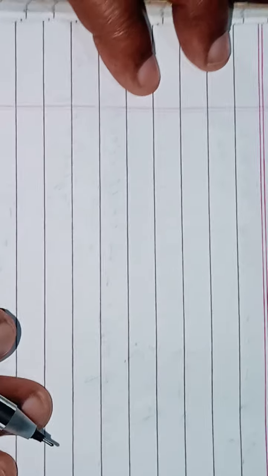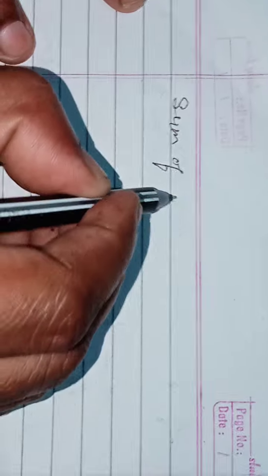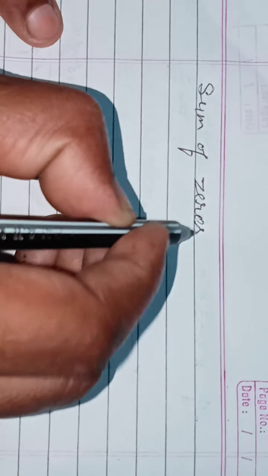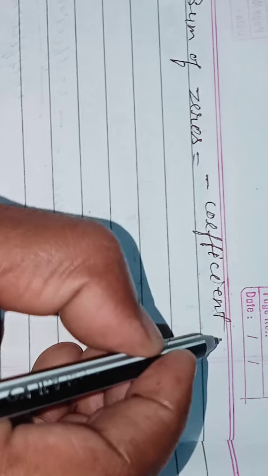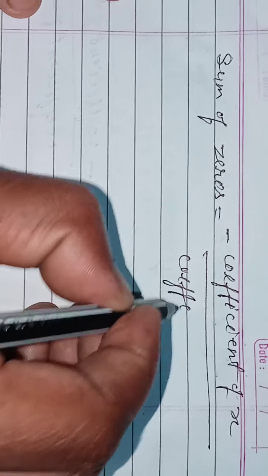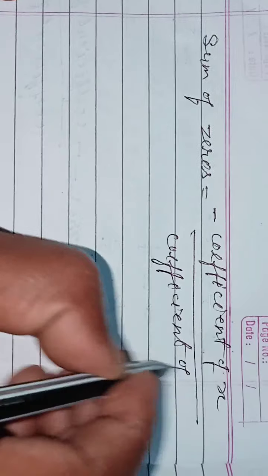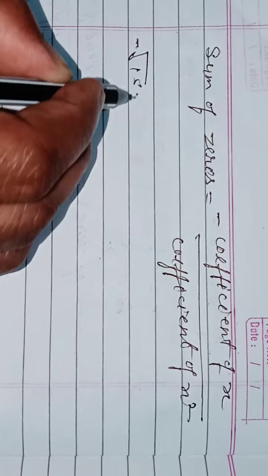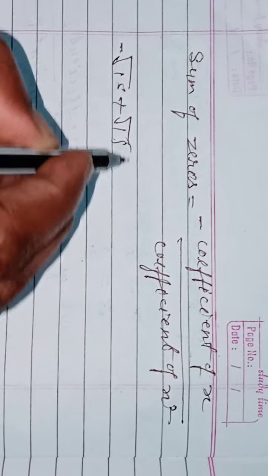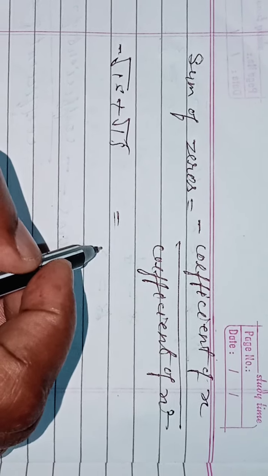Relation between zeros and coefficient of polynomial. Sum of zeros is equal to minus coefficient of x upon coefficient of x square. Sum of zeros is square root 15 minus square root 15, plus square root 15 minus.